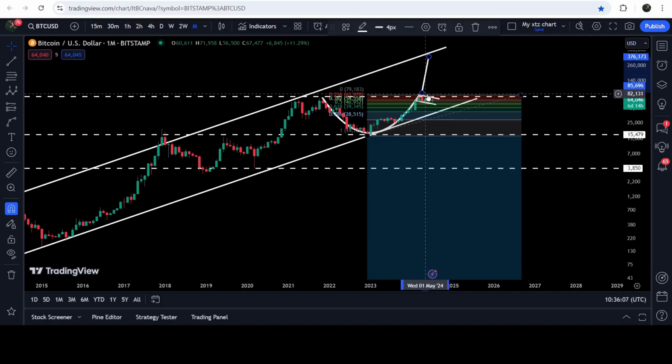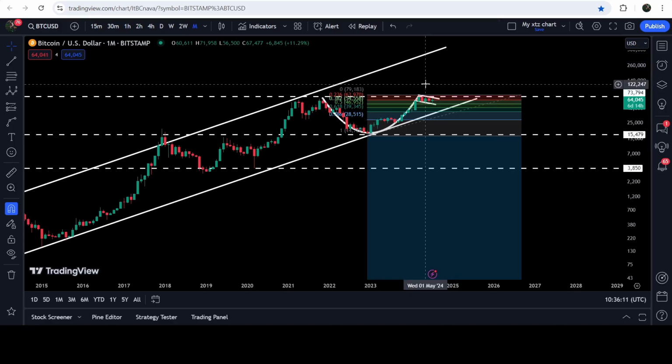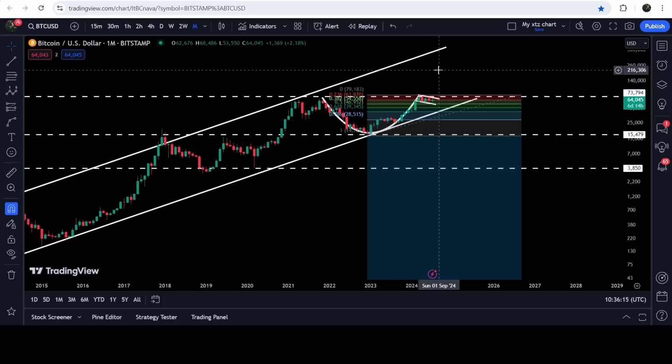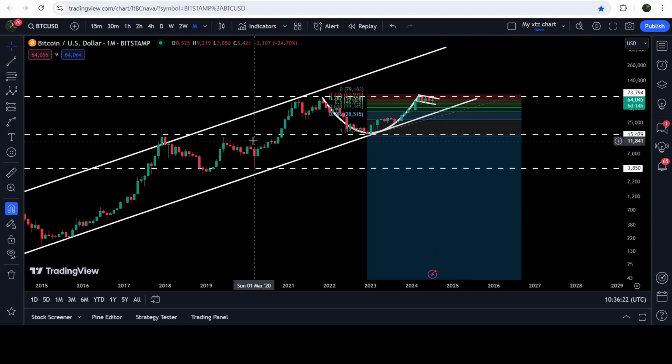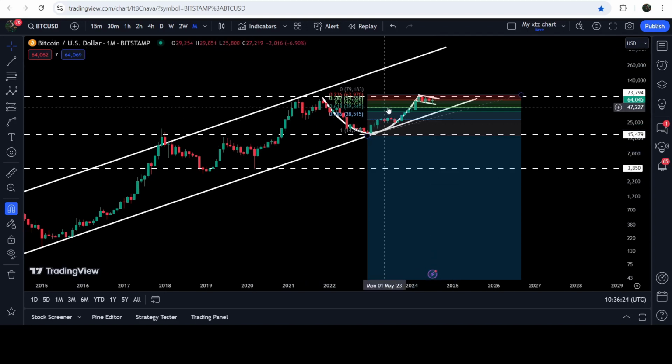But in my opinion, before that, it can hit somewhere $100,000 to $150,000 level. Then we may see an ABC correction, and then it may hit the target for the breakout from this cup and handle pattern, and it may also reach the resistance of this big and long-term up channel as well.